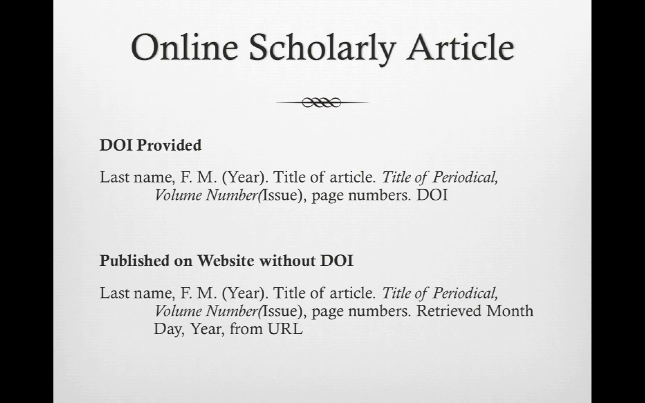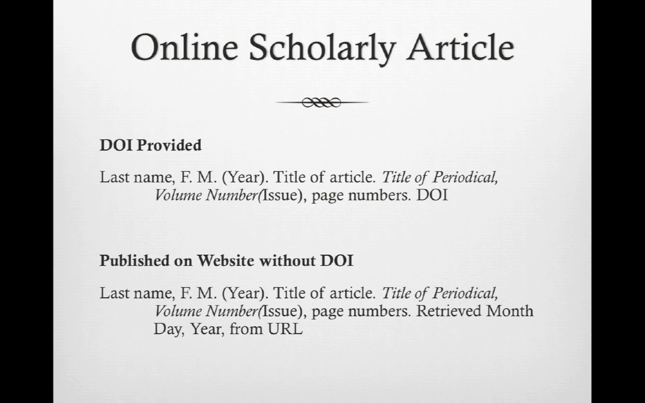Citing online scholarly articles is a little bit different. Some articles will provide a DOI. If this is provided, you start with the author's last name, a comma, their first initial, a period, their middle initial, a period, and then in parentheses the year of publication, outside of the parentheses a period. Next, you type out the title of the article and then provide a period.